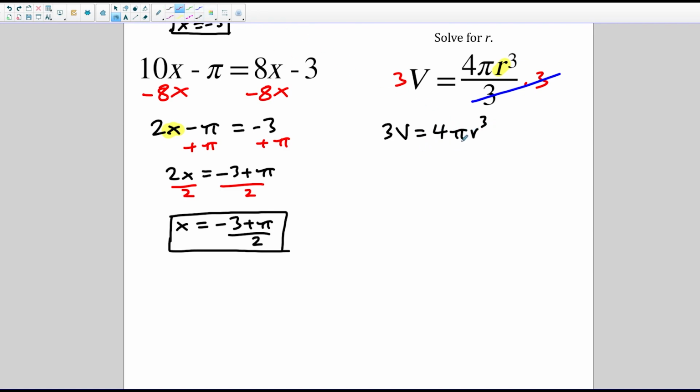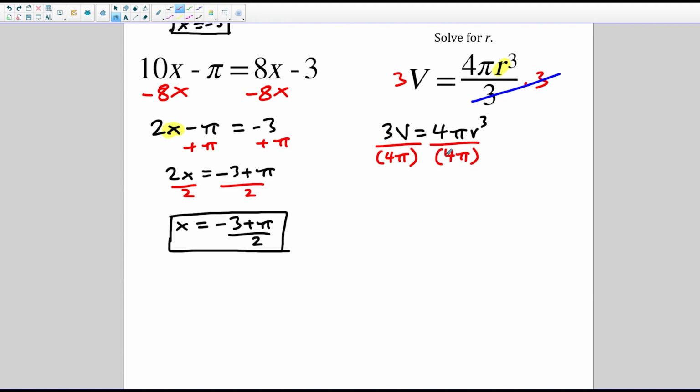This next step, I'm taking a little bit of a shortcut here, but I'm trying to get rid of this 4 pi in the same step. Now to get rid of this 4 pi, I'm actually going to divide by 4 pi, but inside of brackets. So what I do to one side, I also do to the other side. Now some of you might decide to do this separately and divide everything by 4 first, and then divide it again by pi. That's perfectly fine, but we're trying to be as efficient as possible.